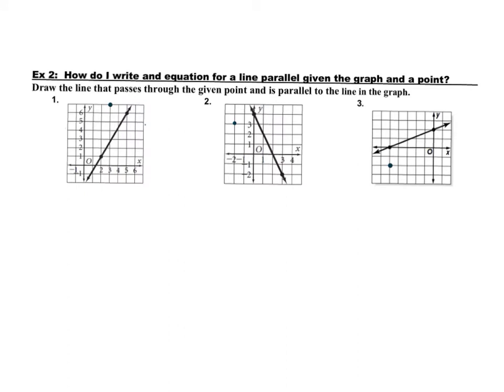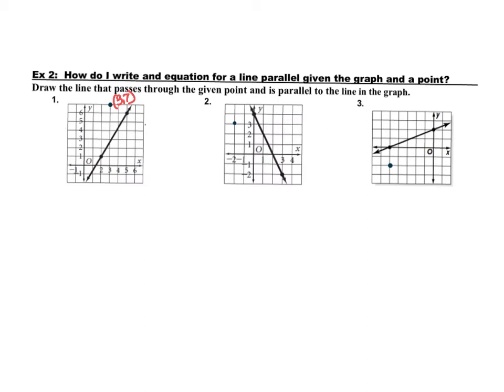All right, so how do I write an equation for a line parallel to the given line and the point? So we're going to draw a line that passes through a point that's going to be parallel to this given line. So first of all, let's just identify this point. This point over here is 3, 7. So it's going to go through 3, 7. It's going to be parallel to the line that's given.